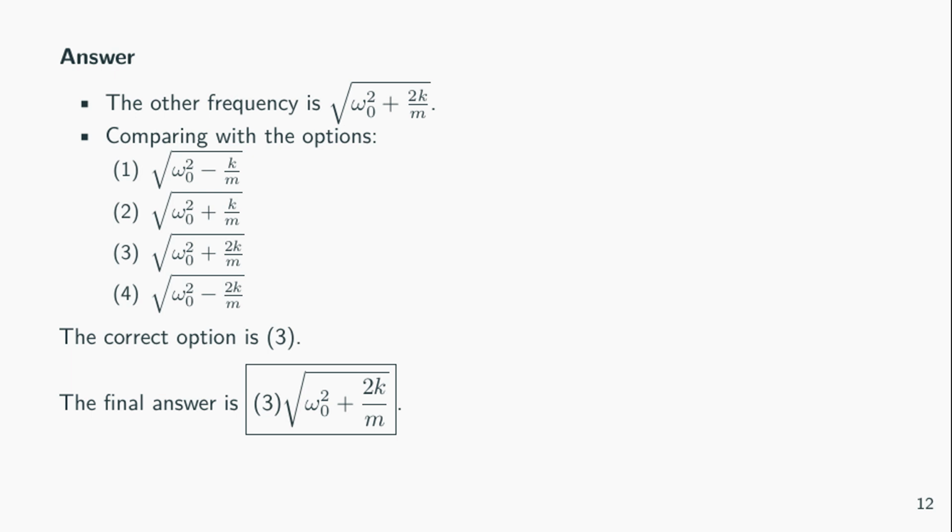Option 1 is the square root of omega 0 squared minus k over m. That's not it. Option 2 is the square root of omega 0 squared plus k over m. Not quite. Option 3 is the square root of omega 0 squared plus 2k over m. Yes, this matches. Option 4 is the square root of omega 0 squared minus k over m. Also not it. So the correct option is 3. The final answer is the square root of omega 0 squared plus 2k over m.